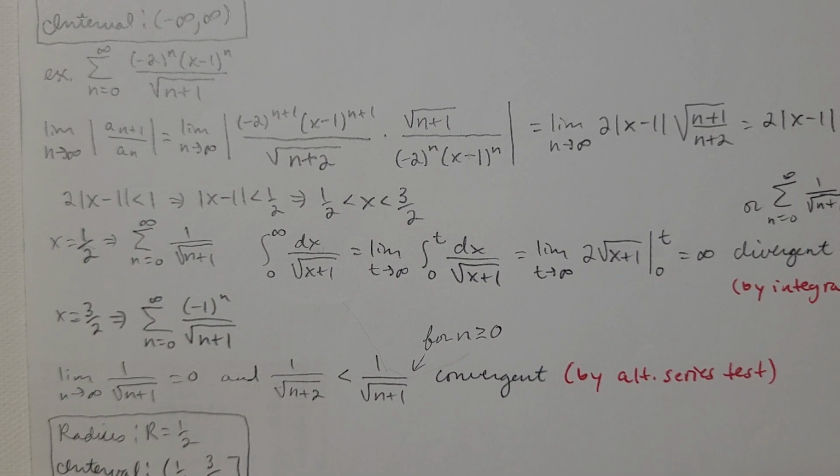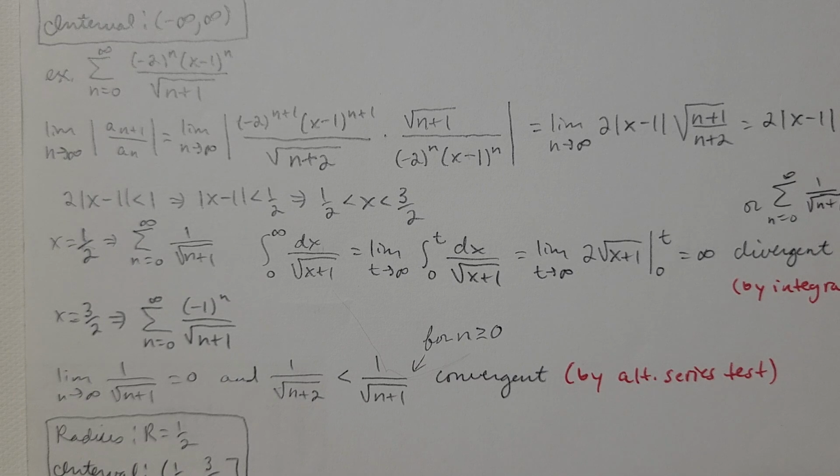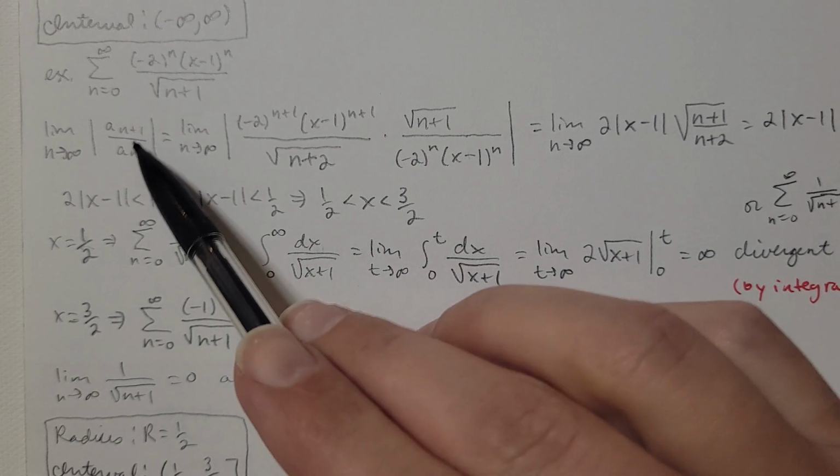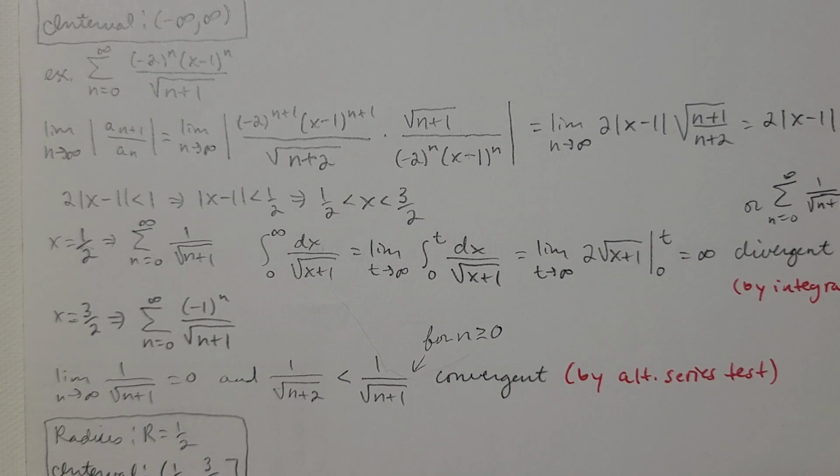Let's try this example next. We got the summation as n equals 0 to infinity of negative 2 to the n times x minus 1 to the n divided by the square root of n plus 1. Okay, I'm going to start by using the ratio test with that. And we need to know all the x values that are going to make this converge, right?